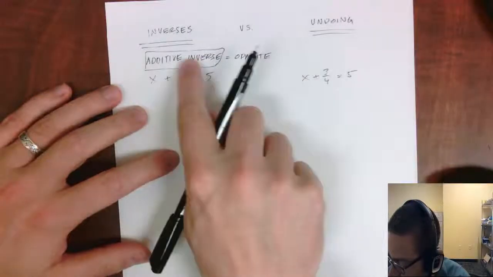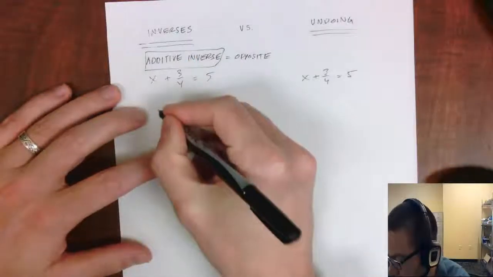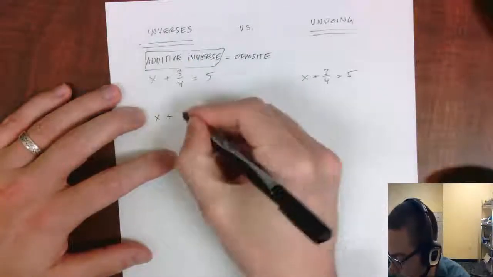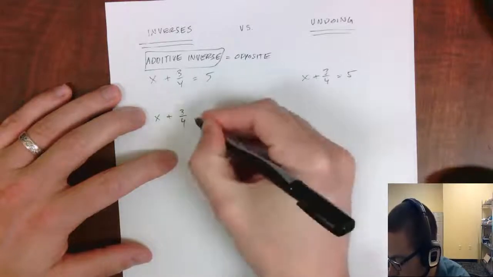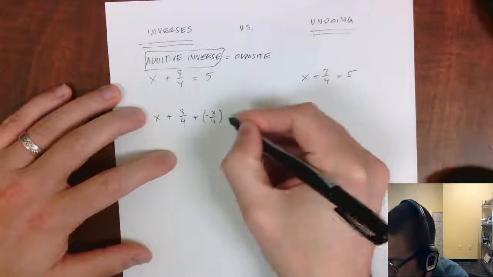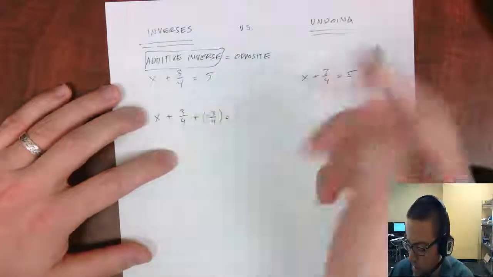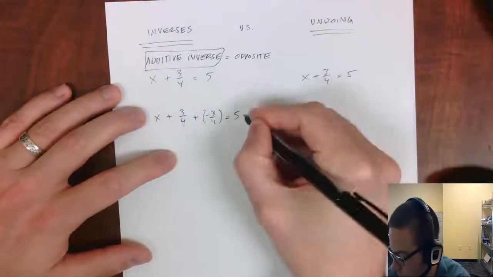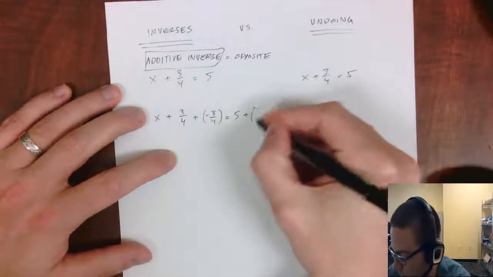Now, the additive inverse of 3/4 would be -3/4. So I'm going to add its opposite, so plus a -3/4. And whatever I add to one side, I have to add to the other. This is the addition property of equality.